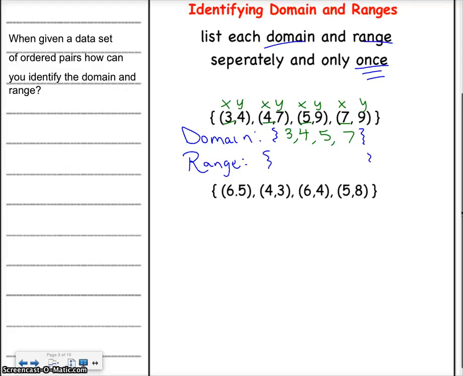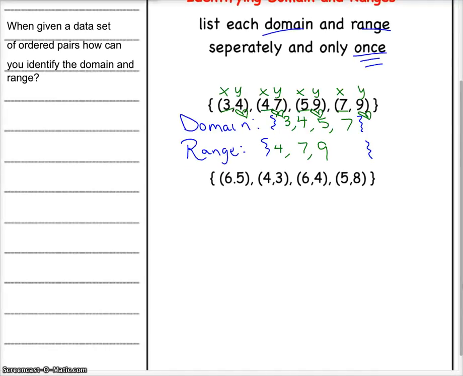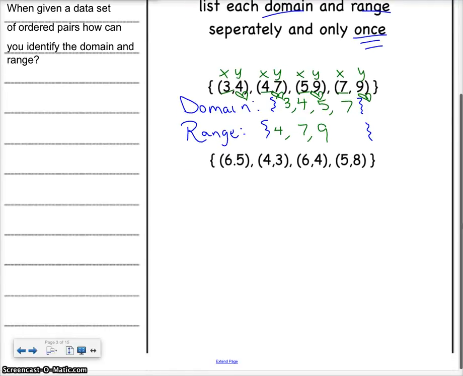Range is your y. To identify the range, I'm just going to write down my y's. I have a 4, I have a 7, I have a 9, I have another 9. I don't write that one again. I already wrote a 9 down. So that's my domain and my range. All you do is write the number that's being represented and make sure you only include it once, even if it's repeated. Not that hard. It's not like you have to apply major algebra for this. You just have to identify. That's a level 1 thinking.